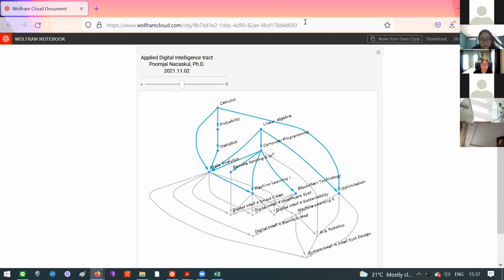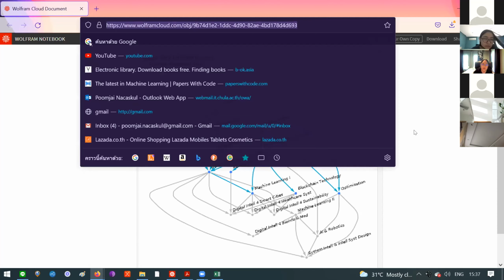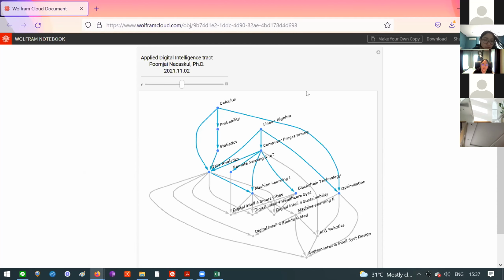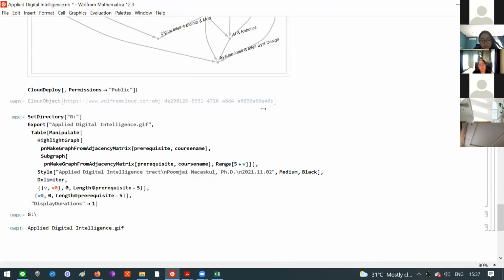Now, obviously, because you're using a student license and you don't have a permanent cloud space, I think this is going to be made available for like a year or something. Afterward, I think it might get deleted. Okay, so that's one thing you can do, cloud deploy. Another thing you can do is animation.